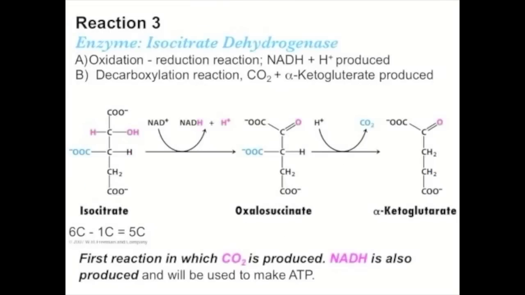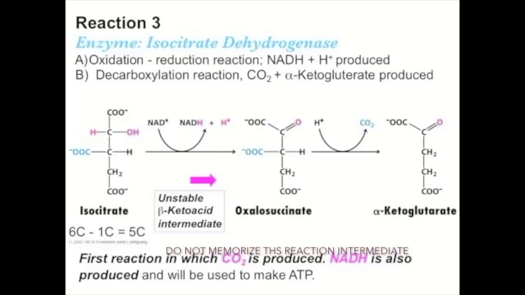In reaction number 3, the enzyme isocitrate dehydrogenase is going to catalyze an oxidation and a decarboxylation reaction. The first thing that's going to occur is an oxidation-reduction reaction. Isocitrate is going to be oxidized and NAD+ is going to be reduced. This produces our first NADH. This forms an unstable beta-keto acid intermediate, oxalosuccinate, which will rapidly become decarboxylated to form alpha-ketoglutarate and carbon dioxide.